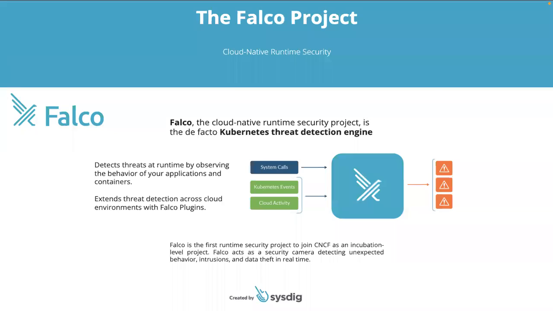So basically the idea is to use Falco to detect threats at runtime by observing the behavior of your applications and the containers. It is constantly running, monitoring your system. And with the Falco plugin, you can integrate with other things, for example, leverage AWS CloudTrail to detect some problems. It can be integrated with the AWS cloud as well. But for today's focus, we just focus on the Kubernetes cluster.